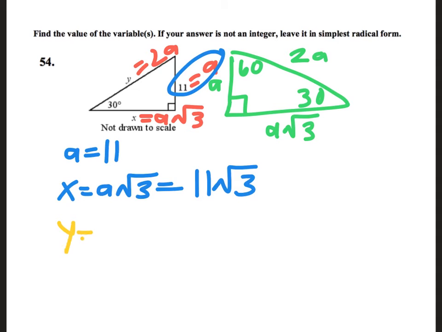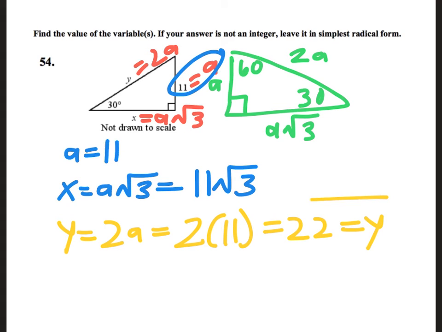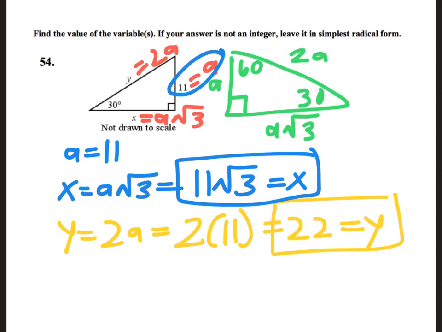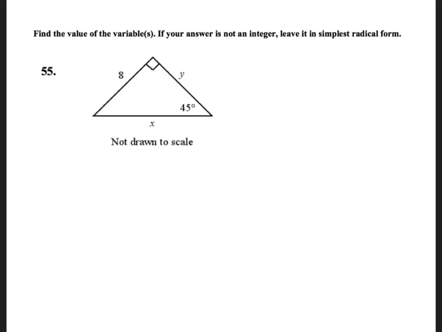I know Y is going to equal 2A. So it equals 2 times 11, which is 22. So I know 22 equals Y. I know 11 root 3 equals X. And those are my final answers. These ones are so nice. They're easy. Well, hopefully they're easy as long as you have your picture. You should be good to go.